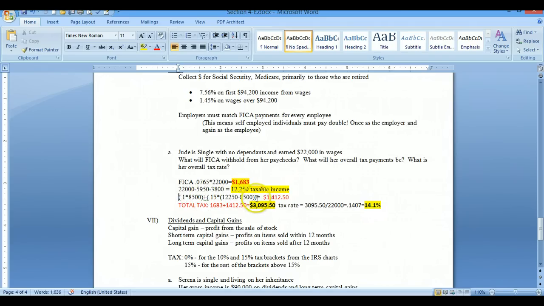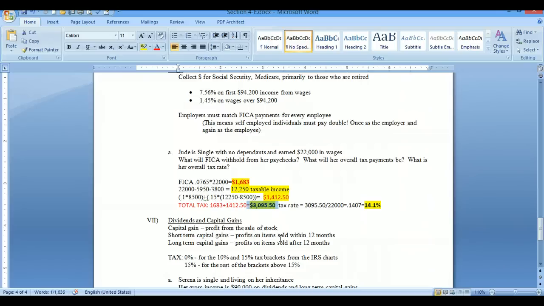Copying and pasting that into Excel will give us $1,412.50. This right there is her overall taxes from the tax brackets. We want now her overall tax payments. So we're going to take FICA and her taxes, adding those together: $1,683, added to the $1,412, gives us her total tax of $3,095.50.